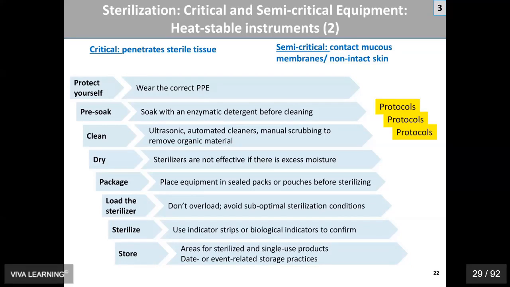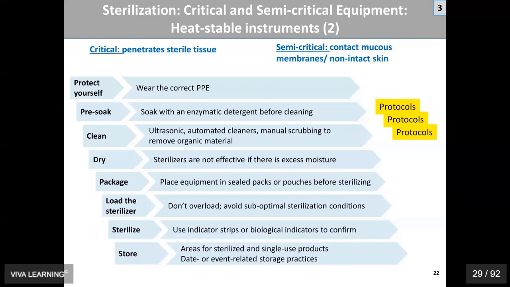Again, use indicator strips or biological indicators to confirm. Really, it's a simple and inexpensive thing to look at a color change. The color change doesn't tell you it's sterile, but it tells you it was exposed to heat. It's the biological indicator you do once a week that tells you if, in fact, the machine's working.